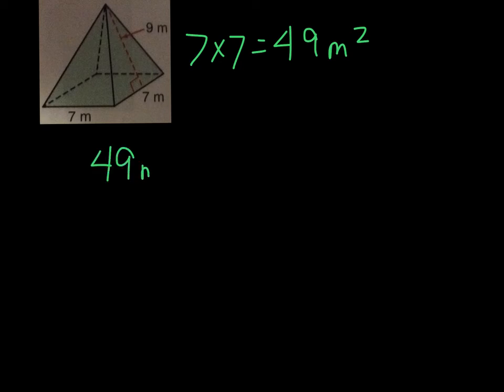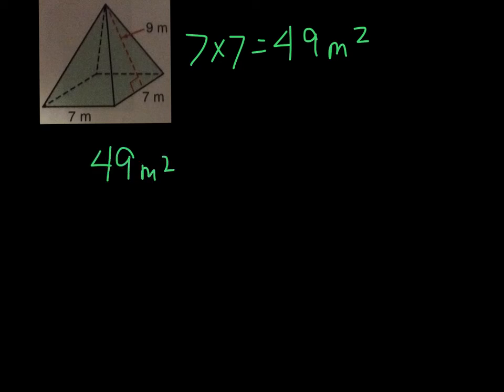So here's a picture of a square pyramid. I want you to figure out the area and then come back and check your work against mine. Alright, so for this one, I need to figure out the area of the base, and the base would be 7 times 7, which equals 49 meters squared. So I'll write that right here, 49 meters squared.